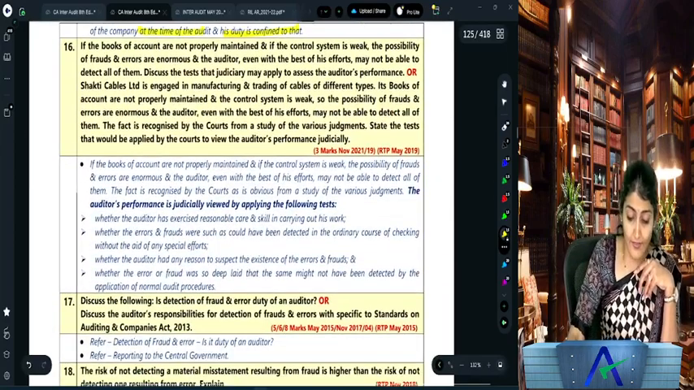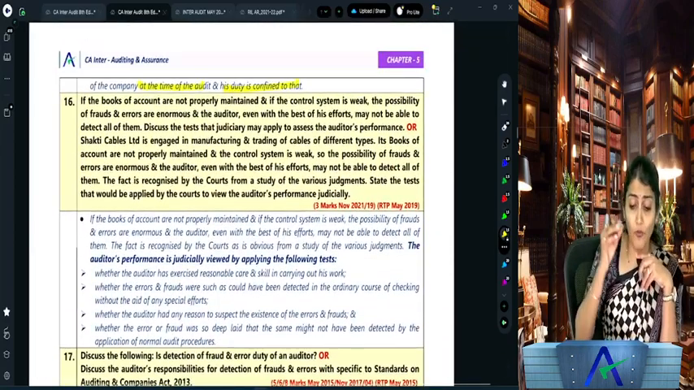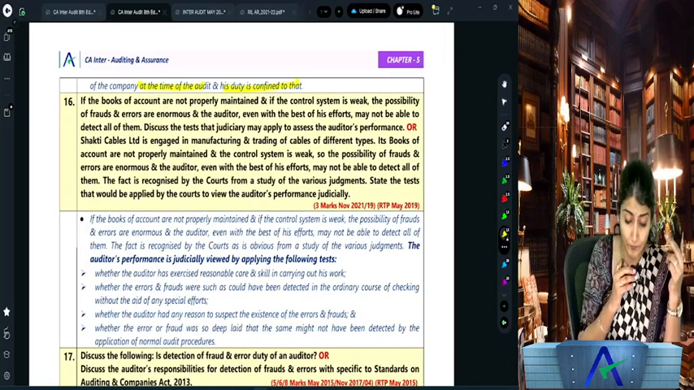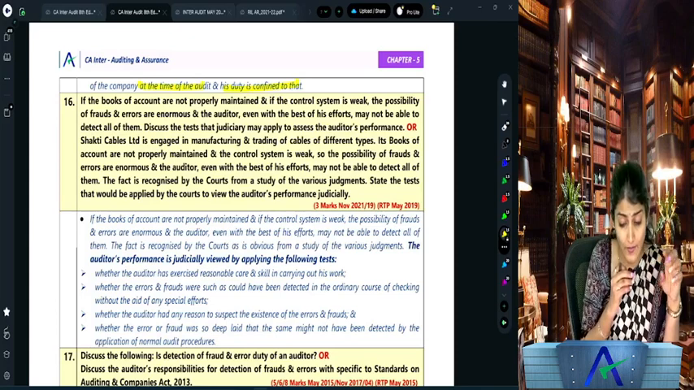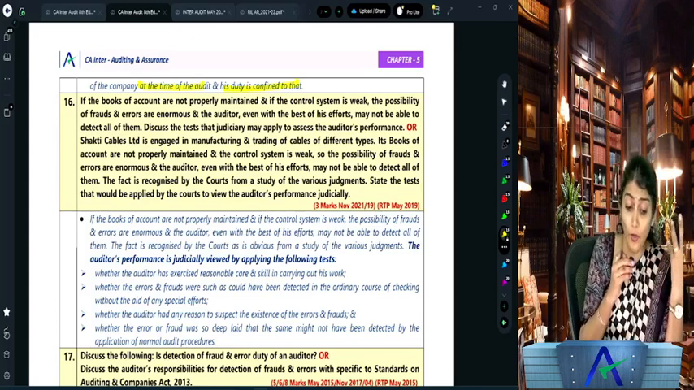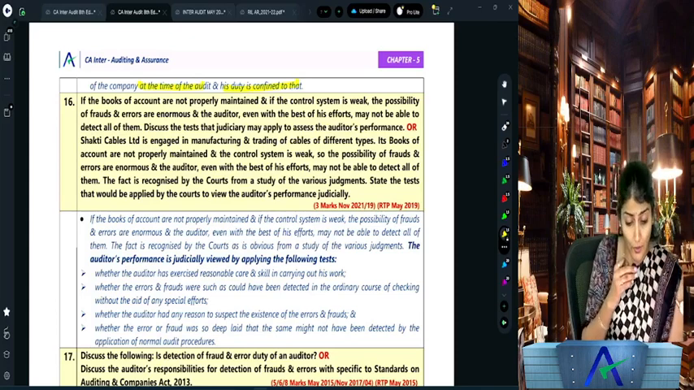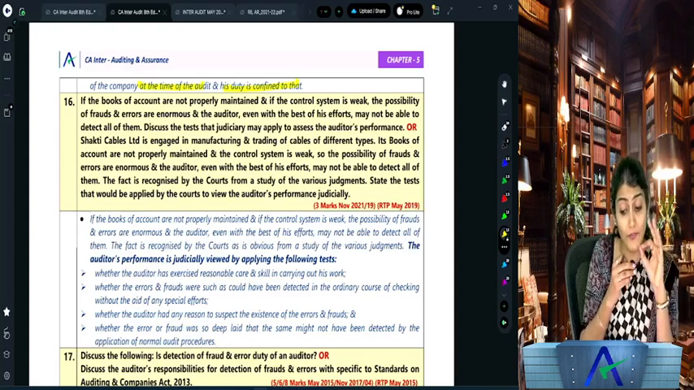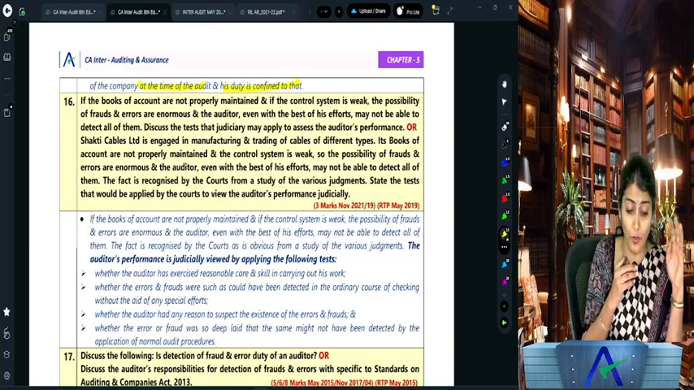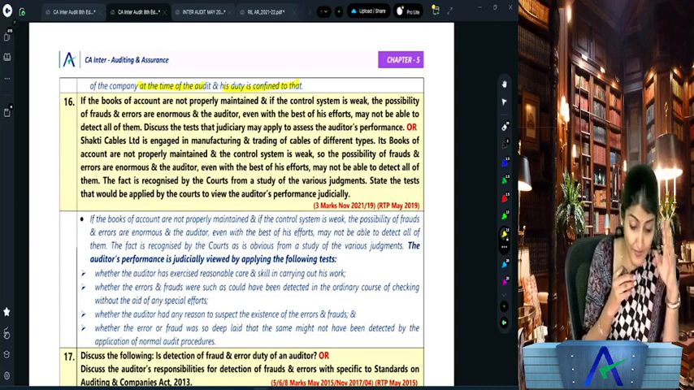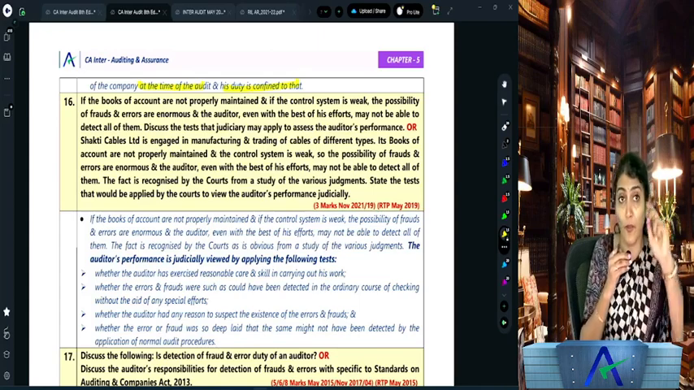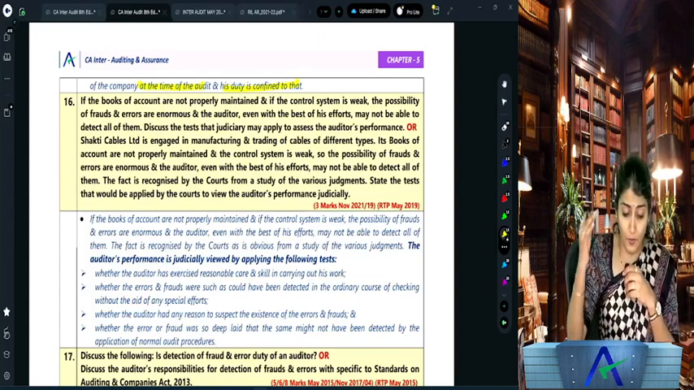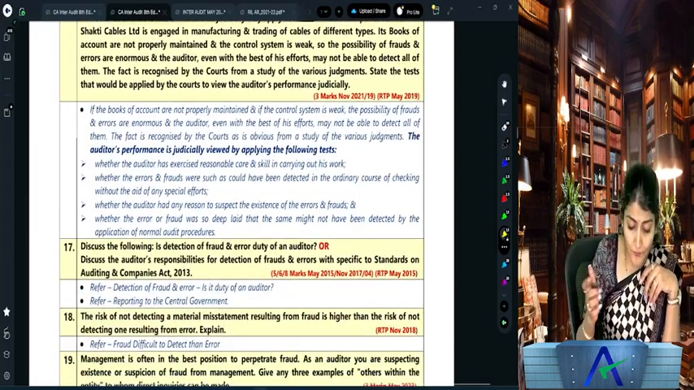Okay, right. Then next one. If the books of account of a company are not properly maintained and if the internal control is weak, the possibility of frauds and errors is enormous, and the auditor, even with the best of his efforts, may not be able to detect all of them. Discuss the test that the judiciary may apply to assess the auditor's performance. So whether to catch the collar of the auditor or not depends upon the proof.